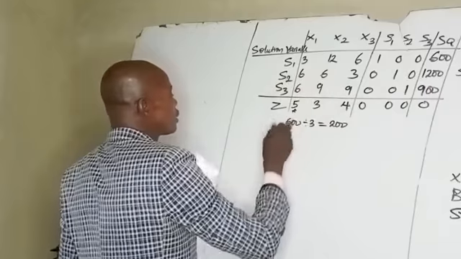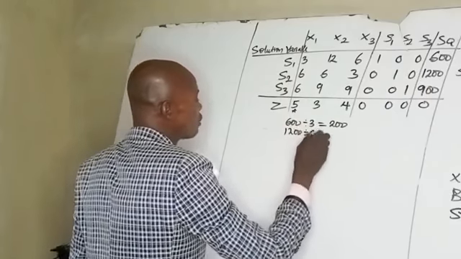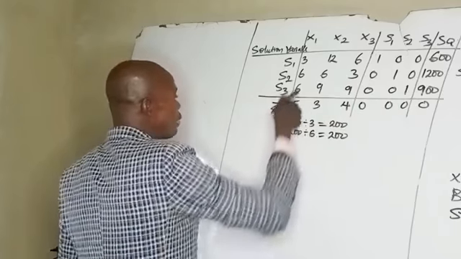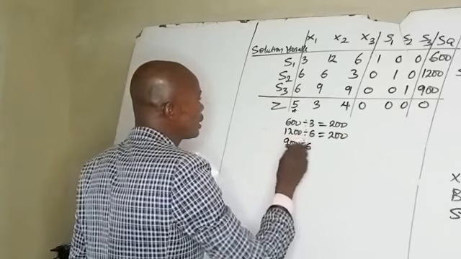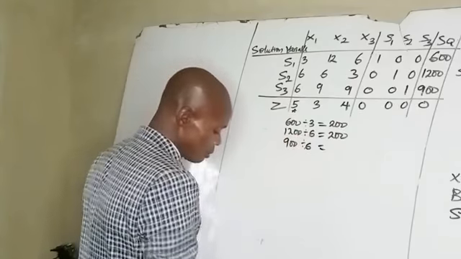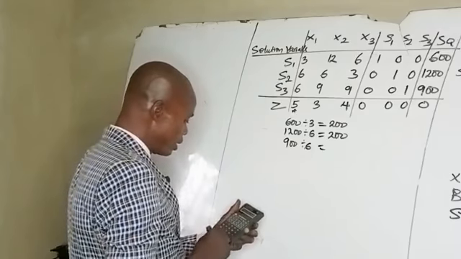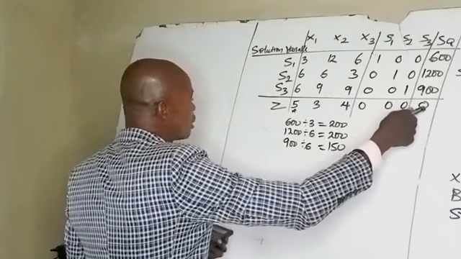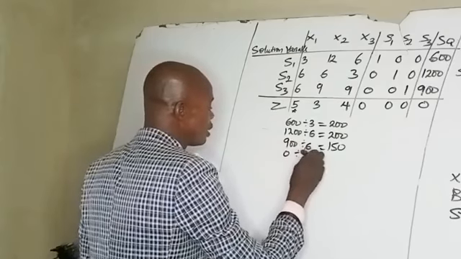1,200 divided by 6, 6 in 12, that is 2. 200 as well. 900 divided by 6, that gives us 150. Then our objective function, 0 divided by 5 equal to 0.